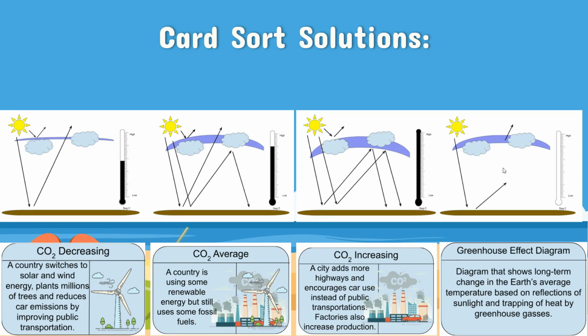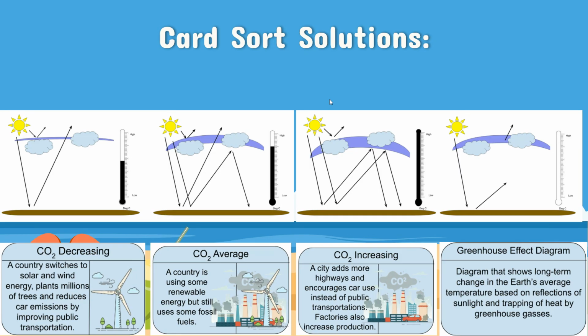And this last picture here is a generic greenhouse effect diagram. It shows long-term change in the Earth's average temperature based on reflections of sunlight and trapping of heat by greenhouse gases. So that's just a generic model.